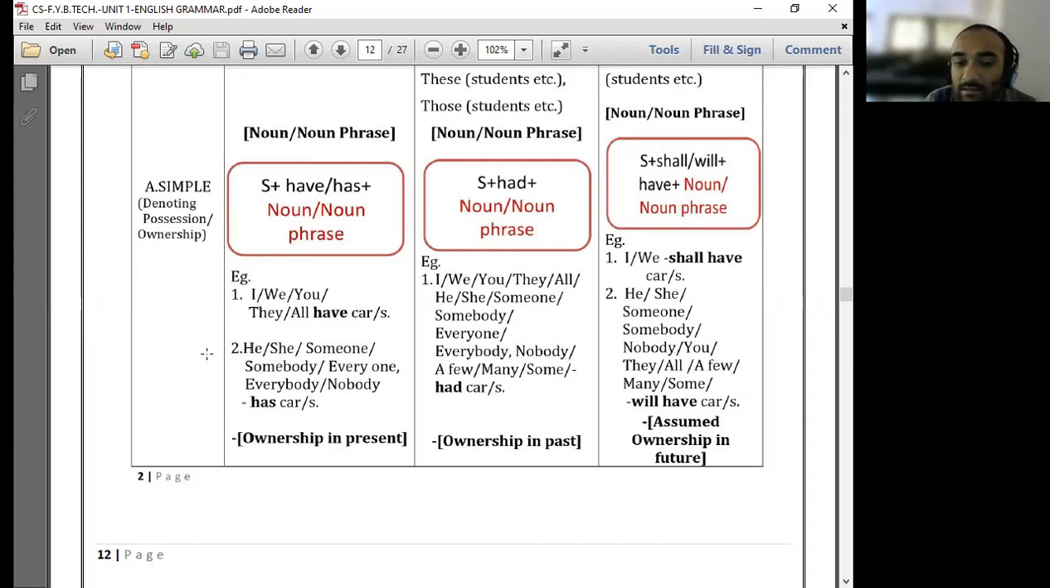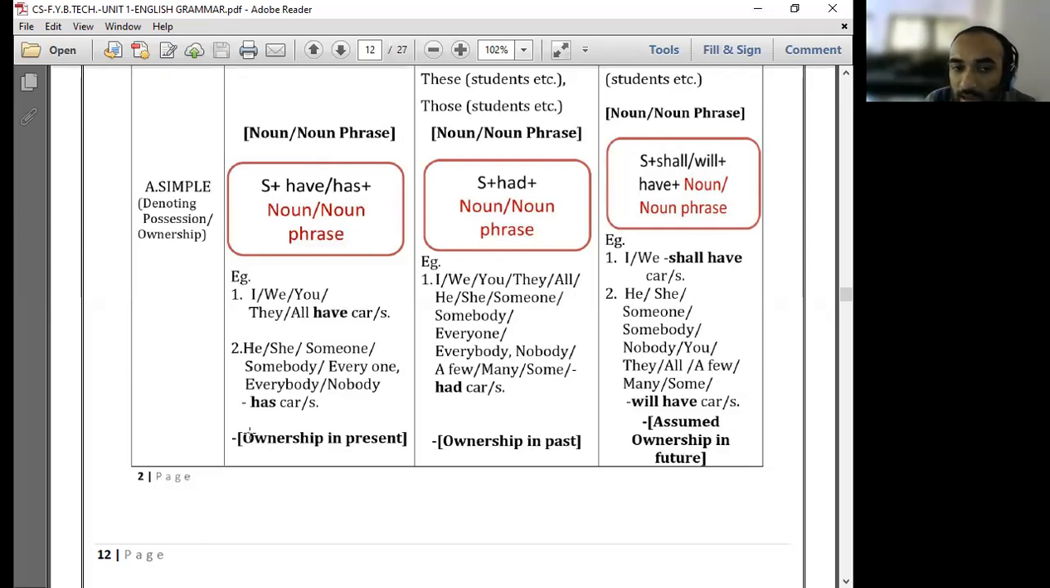Then next is he, she, it, someone, somebody, everyone, everybody, no one, nobody has car or cars. He has car. त्याच्याजवळ कार आहे. She has car. तिच्याजवळ कार आहे. Someone has car. त्यांच्याजवळ कार आहेत. Somebody has car. पुन्हा एकाकडे कार आहे. Everyone has cars. सगळ्यांकडे कार आहेत. Nobody has cars. कुणाकडेही कार नाहीत.